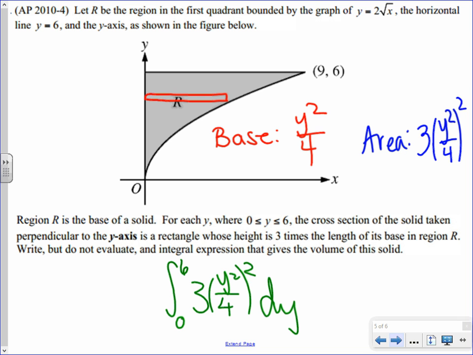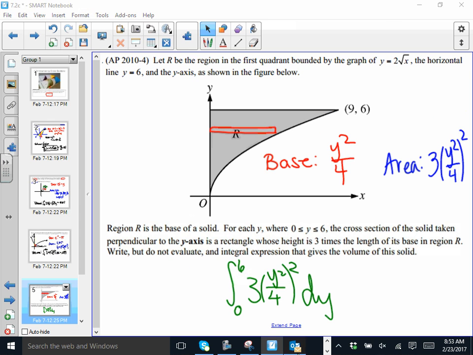Do you have a question? Pod 5, do you have a question? No? Okay. So your homework is 2 problems. Your homework is 2 problems that have multiple parts.